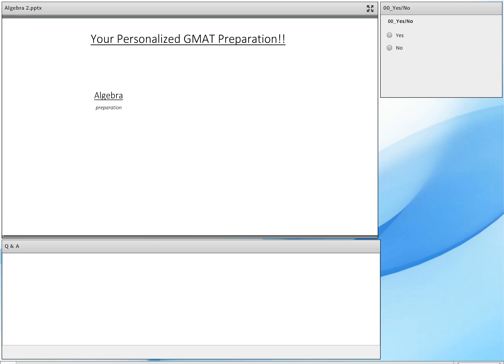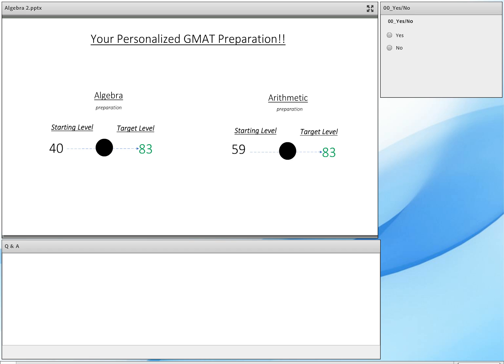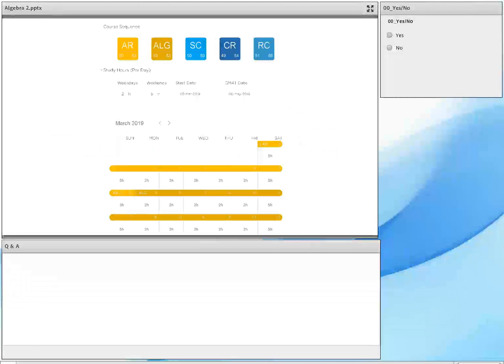Now that we have these milestones, we create a journey towards these milestones. We get your starting abilities for the same. So how does your GMAT prep look like? In quant, you need to go from your starting ability of 40 percentile to 83 percentile. Similarly, in arithmetic, you need to go from 59 percentile to 83 percentile.